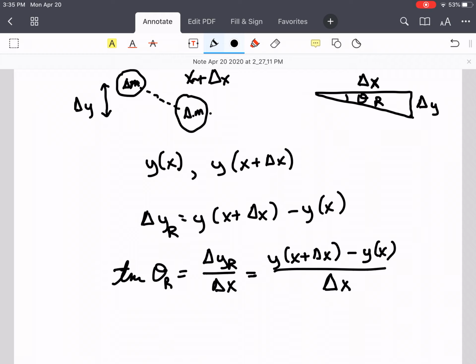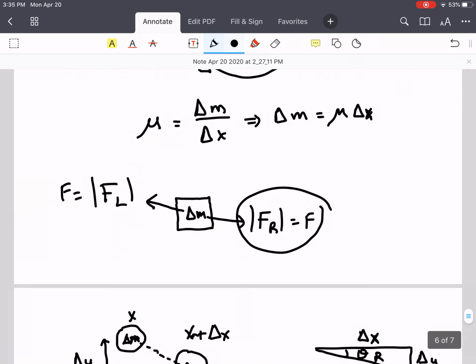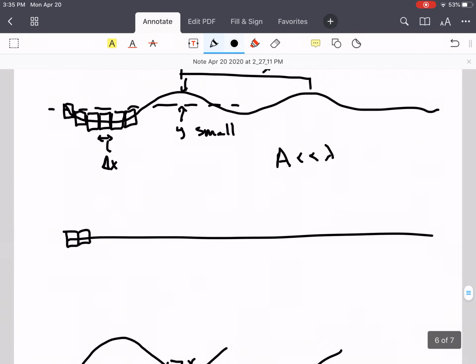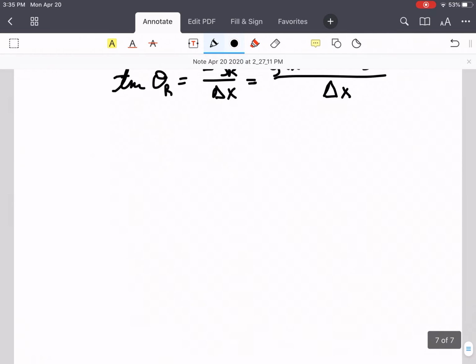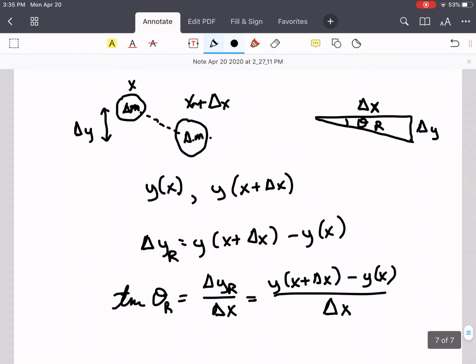All right, very good. So there are a few things that I can do here. One, by my assumption that this is a small amplitude of oscillation, this becomes a small angle theta, kind of like we did in the small angle approximation for the pendulum.